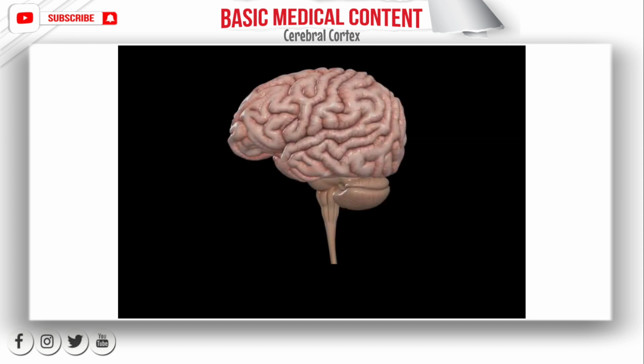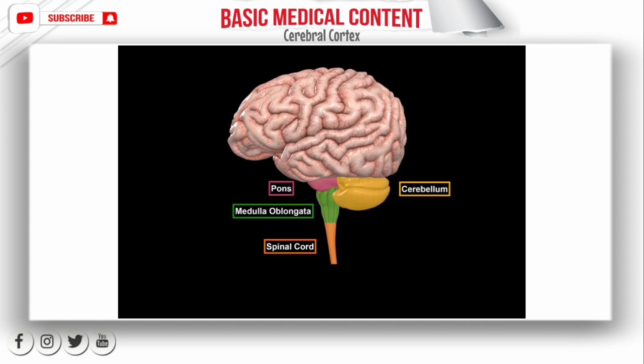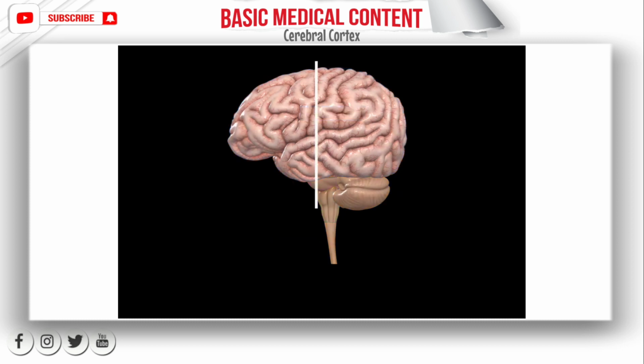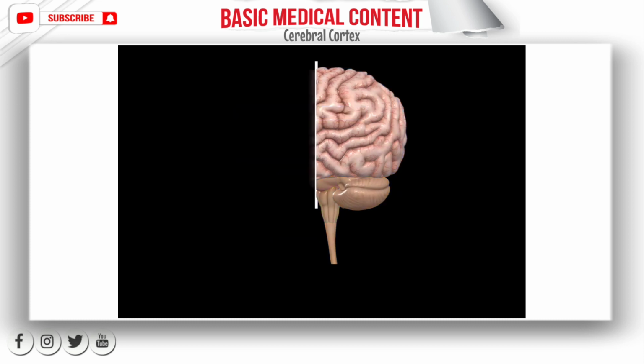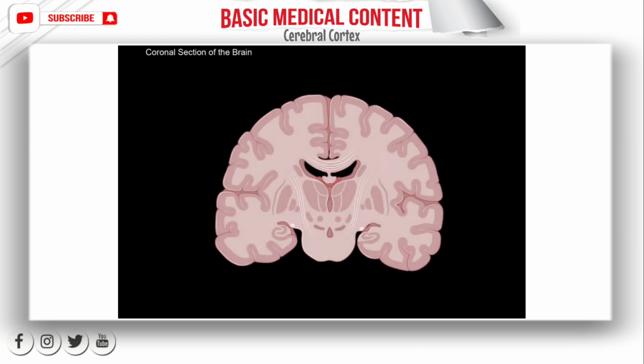But if we change this picture into a little more realistic one, we will find the spinal cord, the medulla, pons, and the cerebellum. And then the telencephalon would be the whole blue area right here. Let's now make a vertical section, just like this, cut it, and then look at the brain from this perspective. We will see this. So this is what we call a coronal section of the brain.